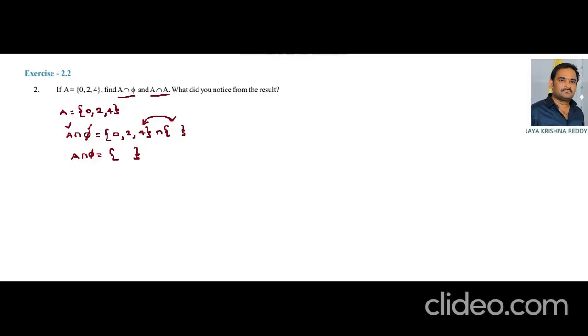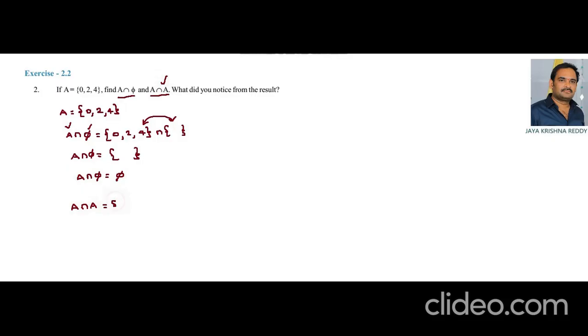No common elements for these two sets. So A intersection 5 is also the empty set. So A intersection 5 is equal to the empty set. And next we have to find A intersection A.